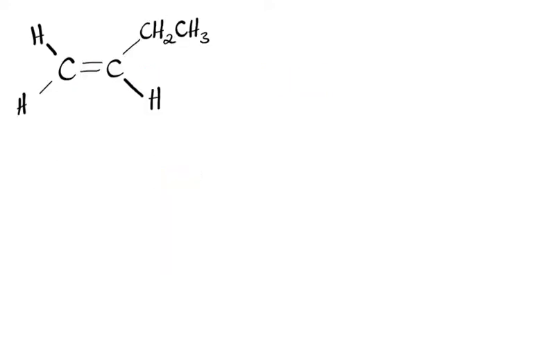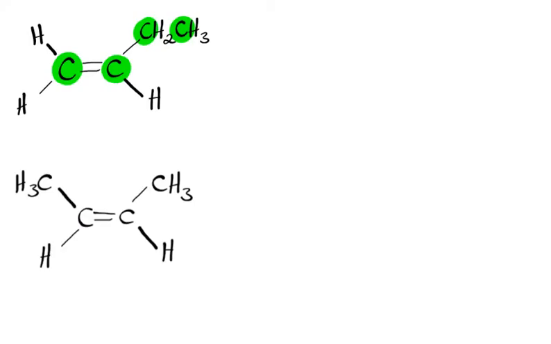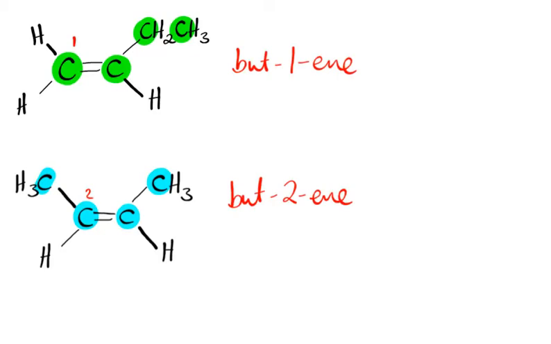Moving on to 4 carbons, we can have the carbons arranged like so, and the double bond is between the first and the second carbon, or it could be that the double bond is central and is between the second and the third carbon. So this is an example of position isomers and gives us but-1-ene on the top and but-2-ene below.